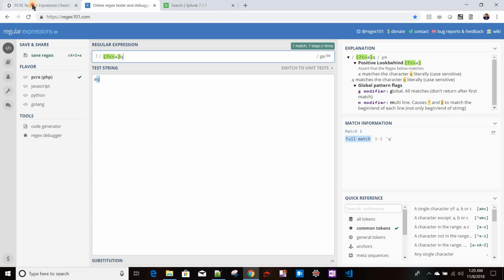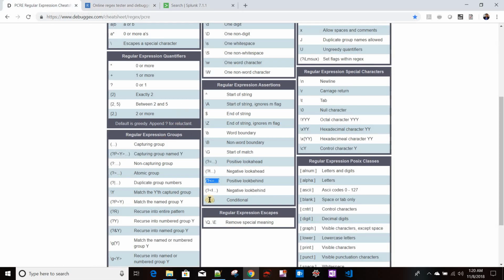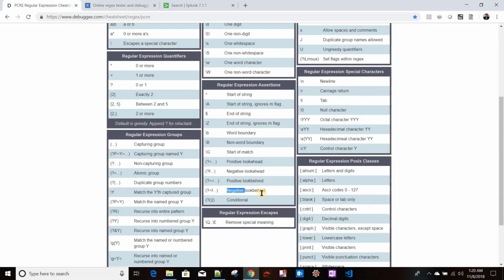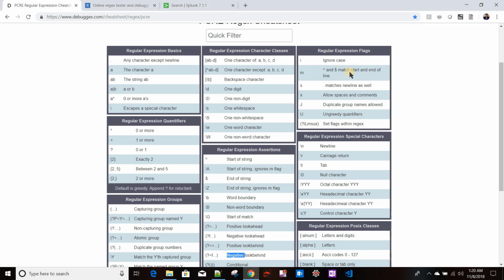Similarly, for the negative lookbehind, we are basically checking the condition where A is not before Q. Similar way. Okay, let's move on. Flags, I think, are very easy. We just have ignore case and multi-line, which determines whether it matches newlines or not. This is simple in nature.